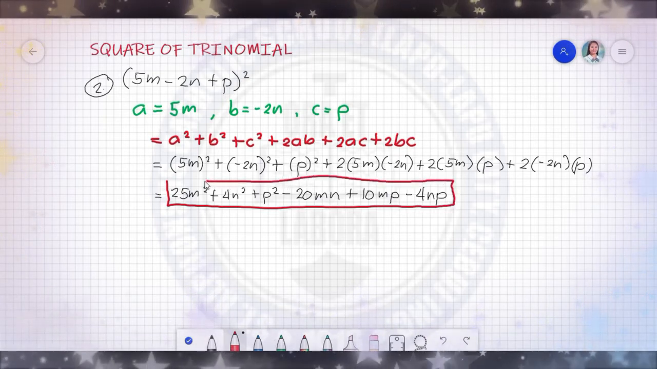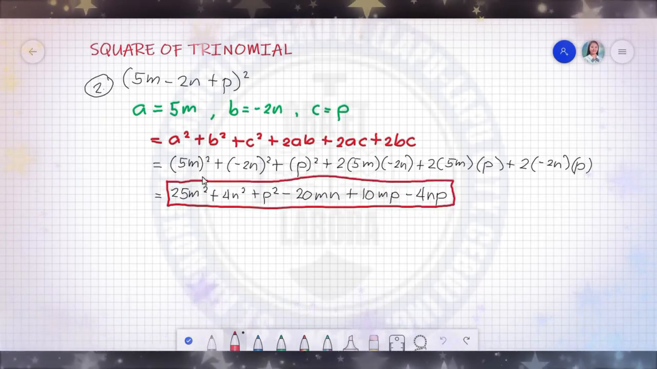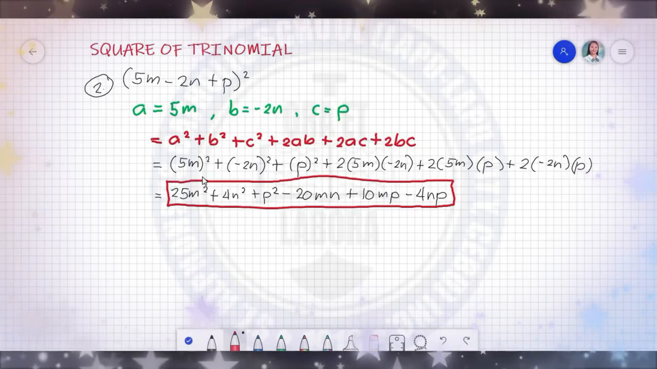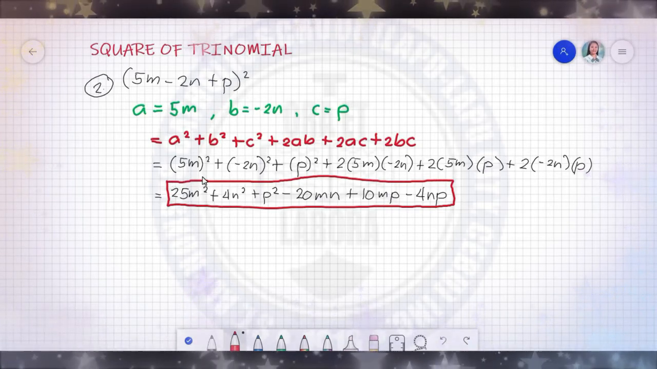We always box our final answer so that it will be emphasized. That's all for the square of trinomial.